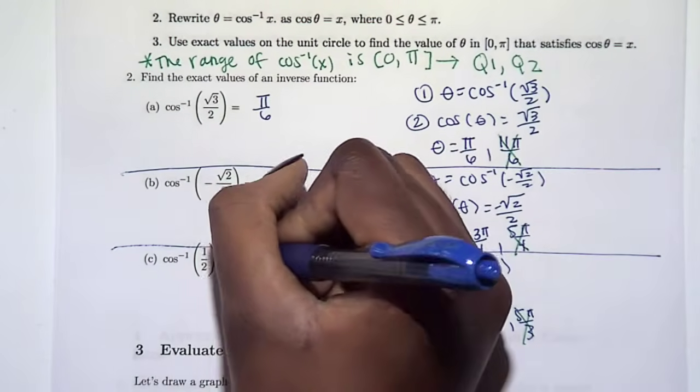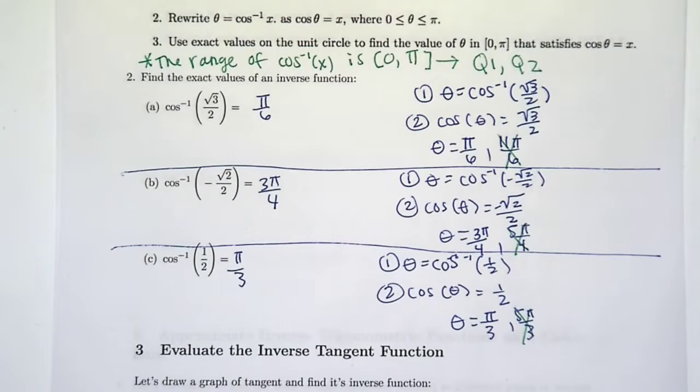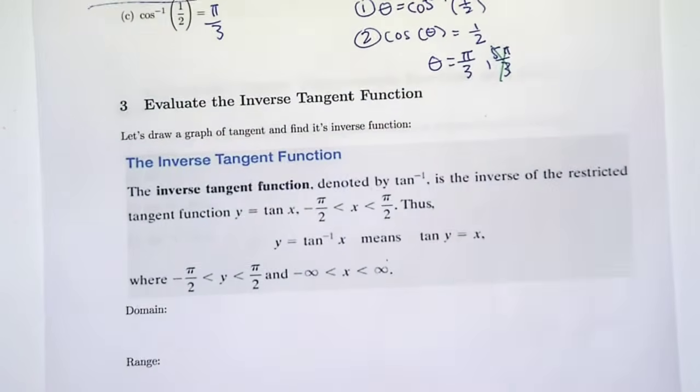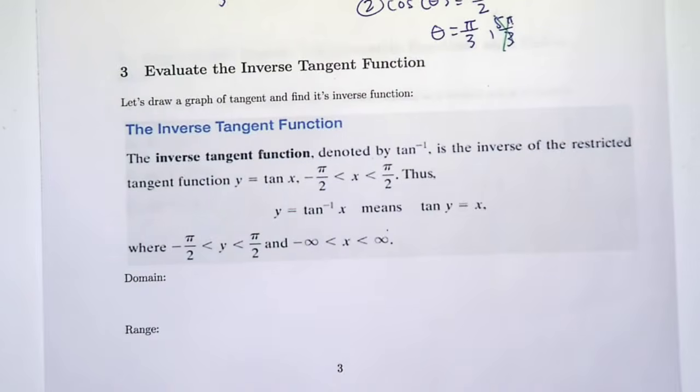So the answer is pi over 3. Okay? All right, let's move on to tangent. So tangent's one we haven't graphed before, but I'll graph it for you and show you that it looks a little interesting. Okay, so let's talk about tangent inverse.